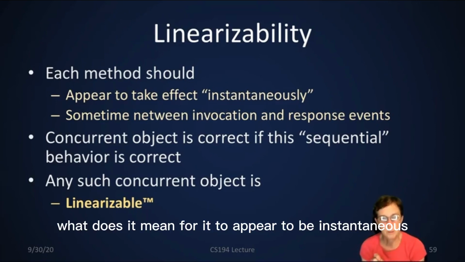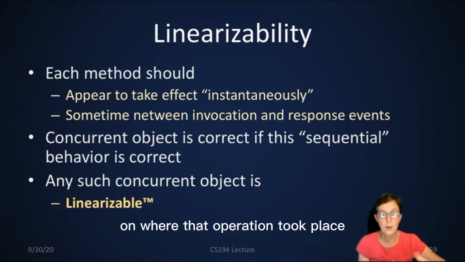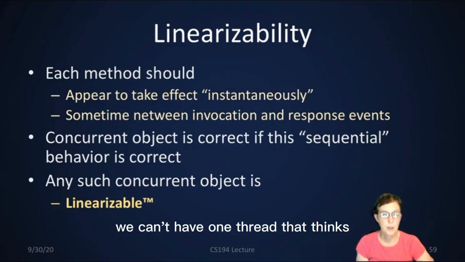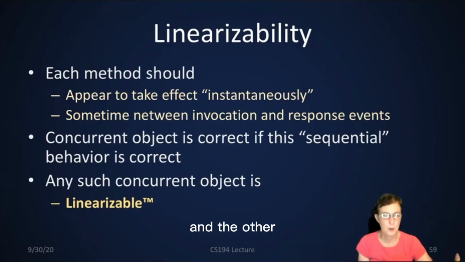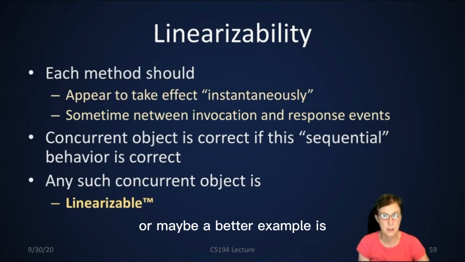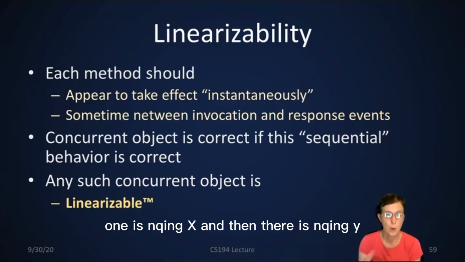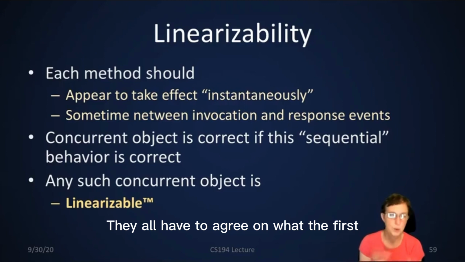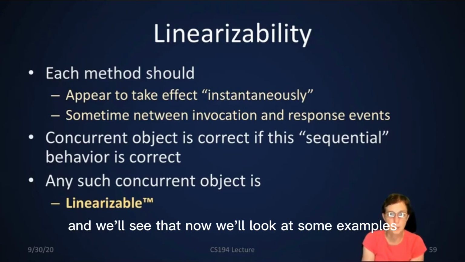And what does it mean for it to appear to be instantaneous? It means that all of the threads have to agree on where that operation took place. We can't have one thread that thinks the NQ happened before the DQ and the other thread thinks that it happens out of order. Or maybe a better example is if you've got two threads that are simultaneously NQing something, one is NQing X and the other is NQing Y, they all have to agree on what the first element of the queue is. And we'll see that now. We'll look at some examples.